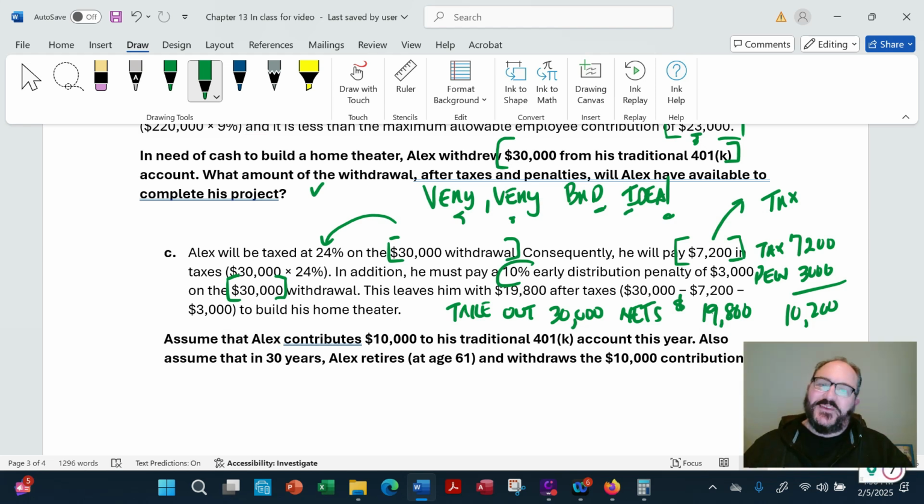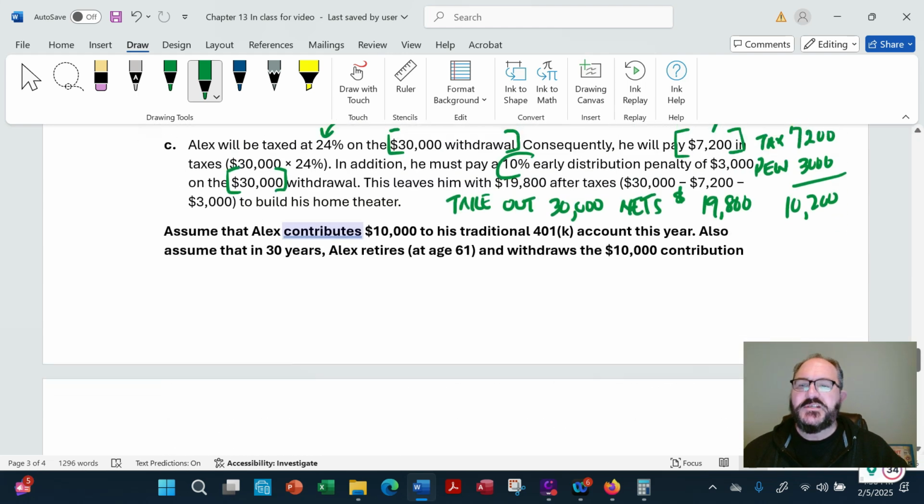All right. Just a bad idea overall, right? That's not the way you want to do it. He'd be better off taking a loan out against his retirement. So many other things. Terrible idea. Okay. All right. Last one here we're going to take a look at.